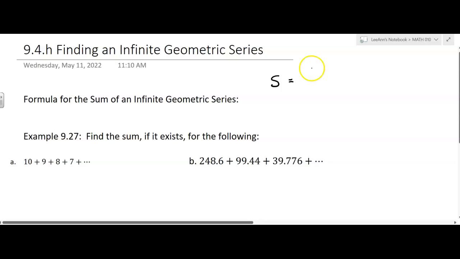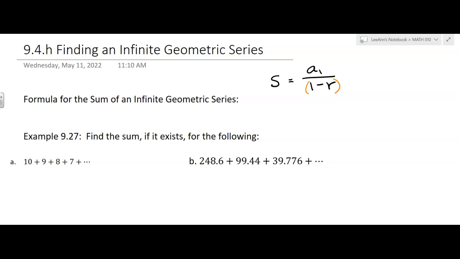And it turns out the formula is one of my favorites. It's pretty small. S equals a sub 1 over 1 minus r. Now, just a cautionary note, if you're putting this in a calculator, you would need to put this in parentheses, okay? All right, so let's see what we've got.